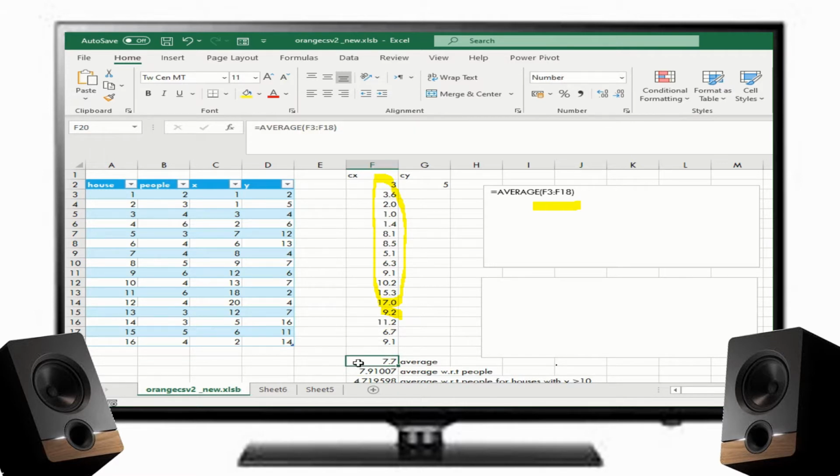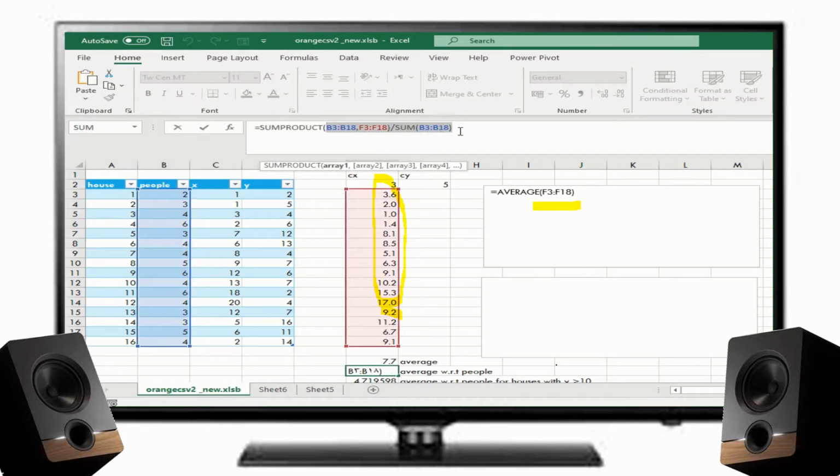But if I look at the people traveling, and I want to know the distance traveled by every person, I will consider each house differently, because each house will have a weight, depending on the number of people living inside it.